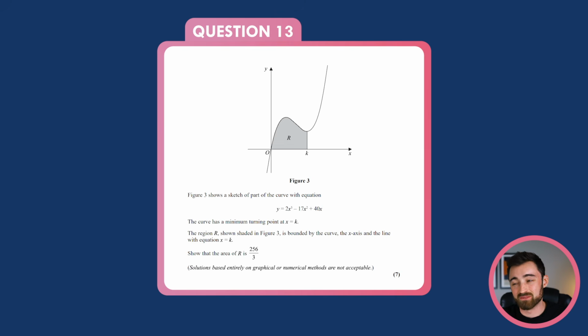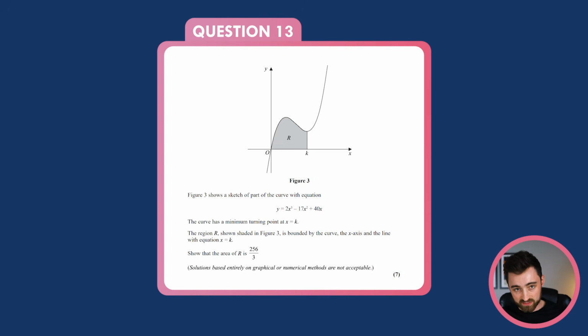So obviously we're going to need to find this value of k. How else am I going to get the area? How am I going to get where the minimum turning point is? Well, I need to differentiate and set it equal to 0, right? If you think about the tangent at a stationary point, it's going to be a horizontal line.